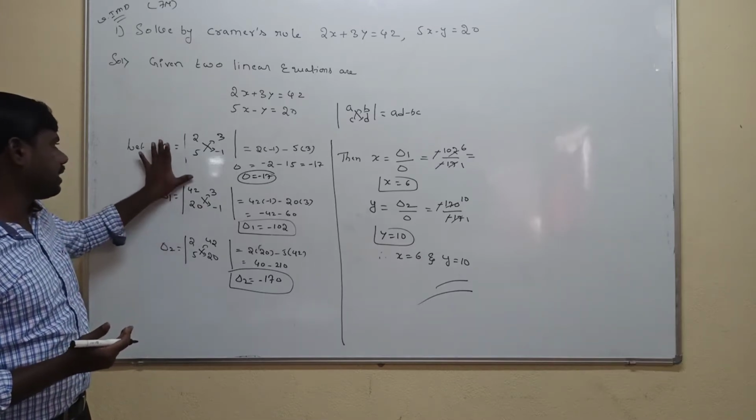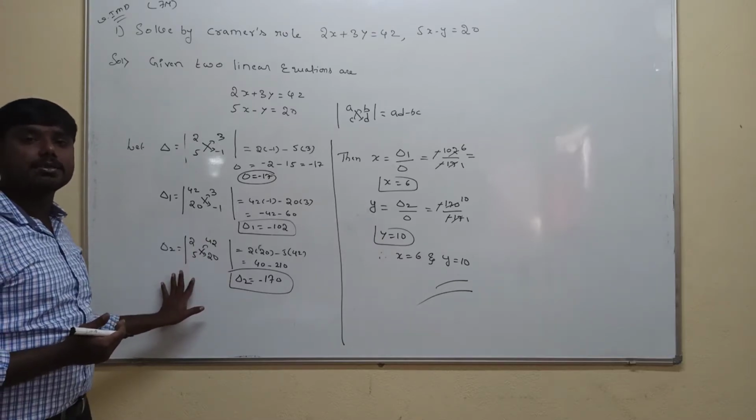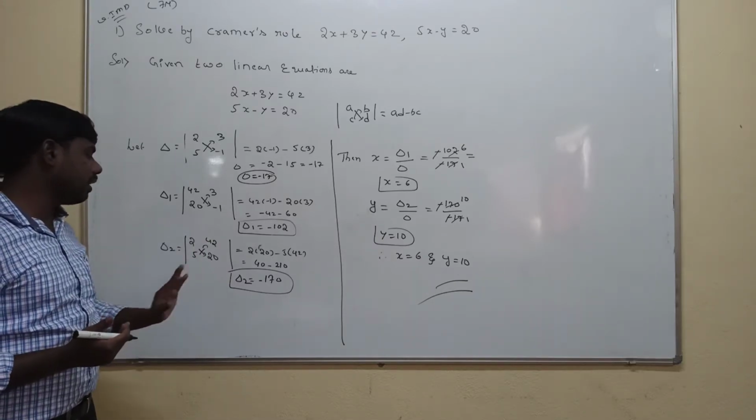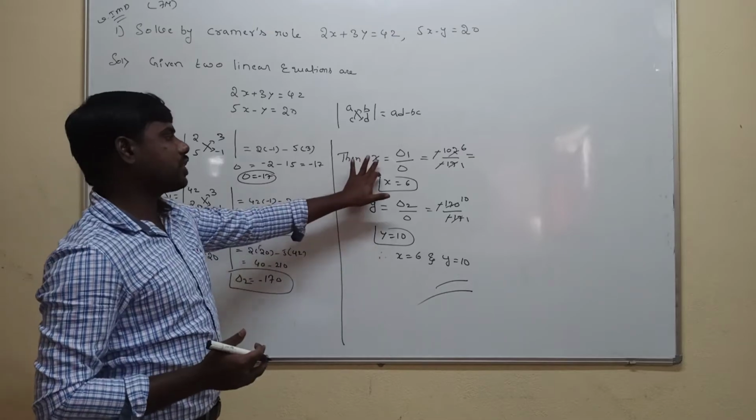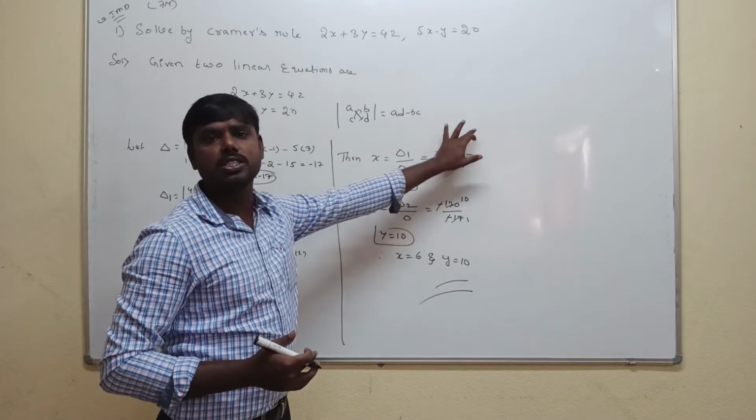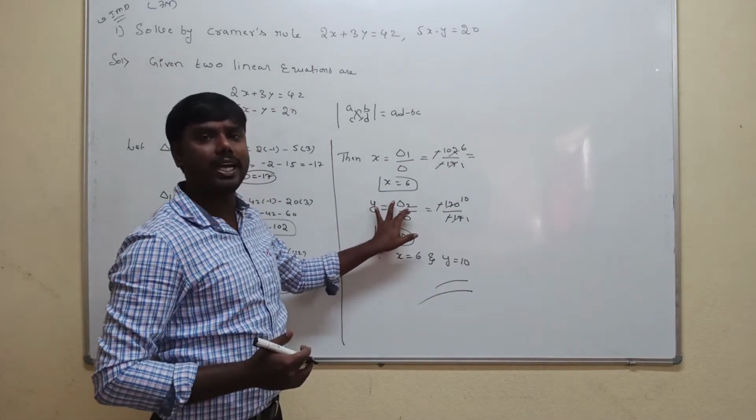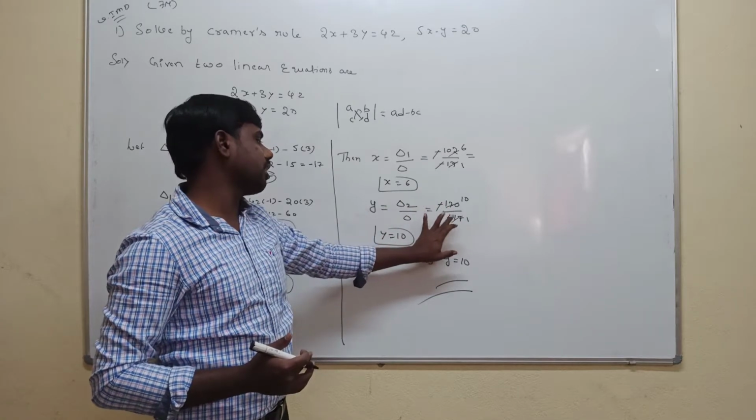Delta 2 from the delta, second column replaced by 42 20. Now we are applying cross multiplication method. We get the delta 2 after substituting. X is equal to delta 1 by delta. Substitute the values, 17 1 ja, 17 6 ja. X value is 6. So y is equal to delta 2 by delta. Substitute the values and we get the y value is 10.